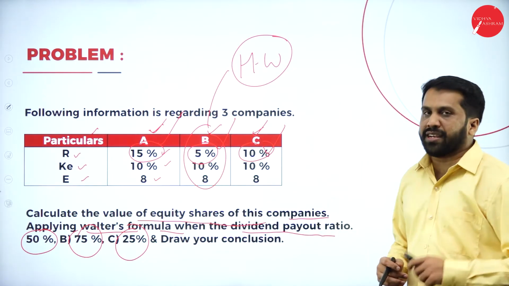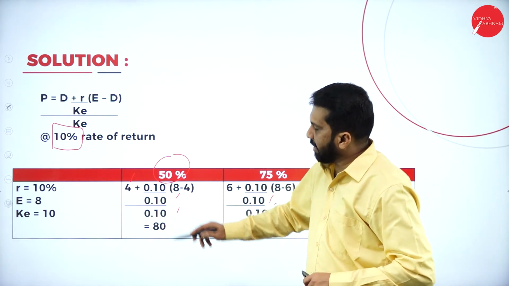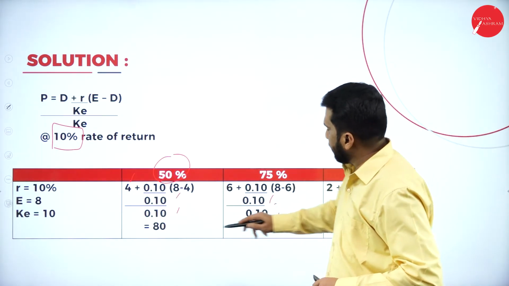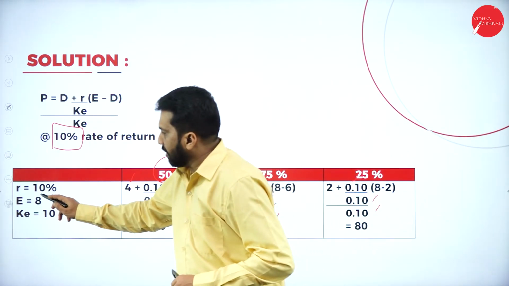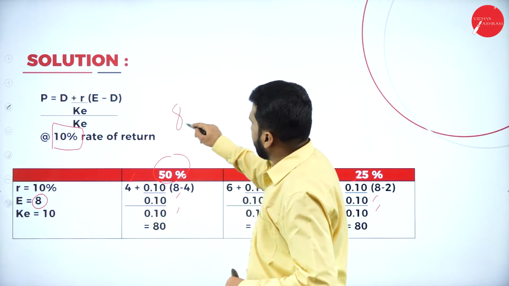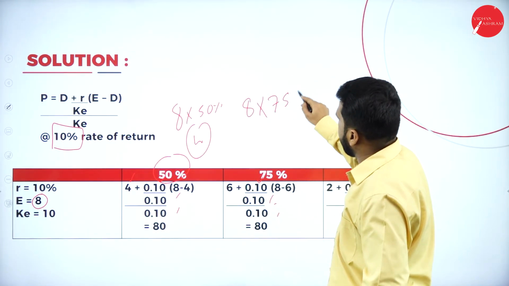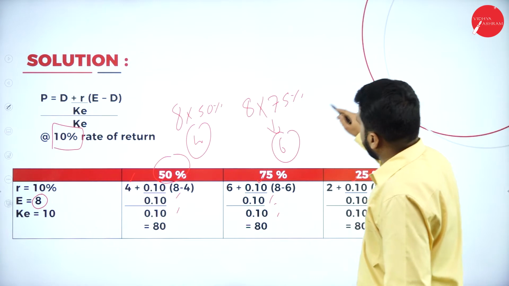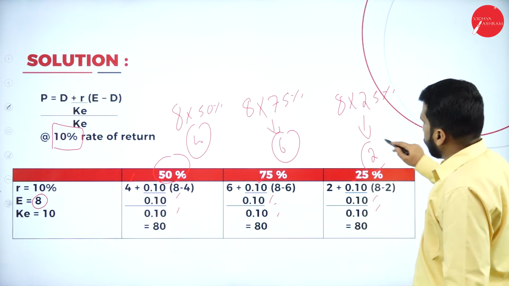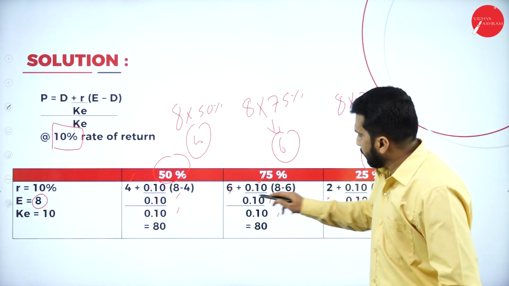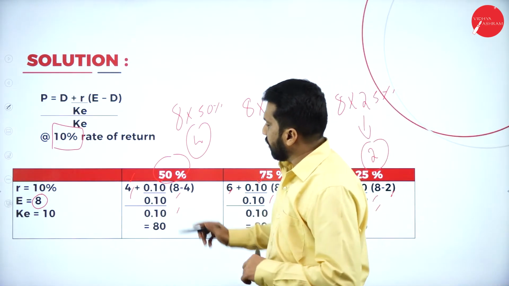Now, we are doing 10% in this. Wherever you take your percentage, 10%, 10%, 10%. Now, your earning is 8 rupee. 8 into 50%, 4. 8 into 75%, 6. 8 into 25%, it will be 2 rupee. We have taken 2, 6, 4.